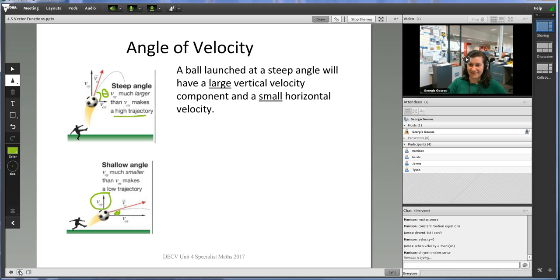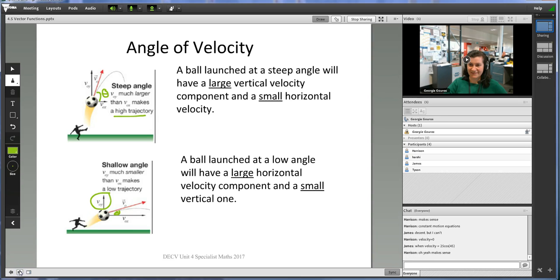So a ball launched at a steep angle will have a large vertical velocity and a small horizontal velocity, and a ball launched at a low angle will have a large horizontal velocity component and a small vertical one.